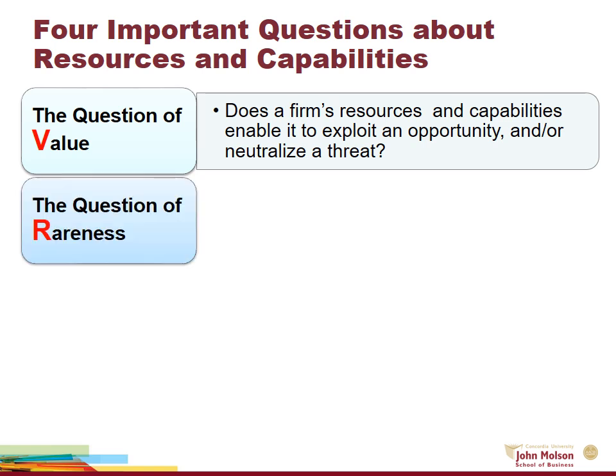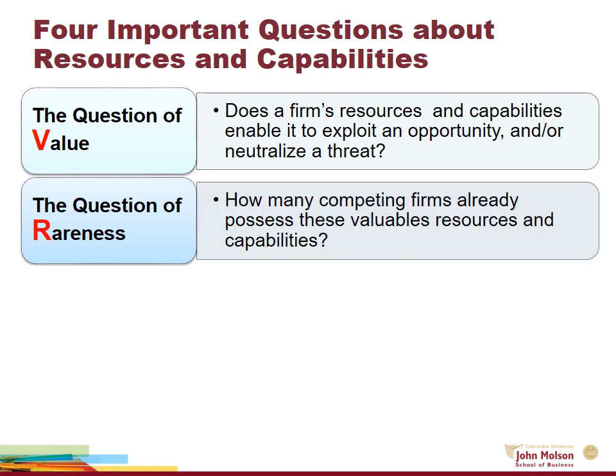The second question is a question of rareness. So how many other firms have these valuable resources and capabilities? So how many other organizations have the exact same resources and capabilities? Obviously, if many organizations have the same resources, then it's not so rare, and it's not so good for the competitive advantage of an organization. So the rarer it is, the better it is for the organization.